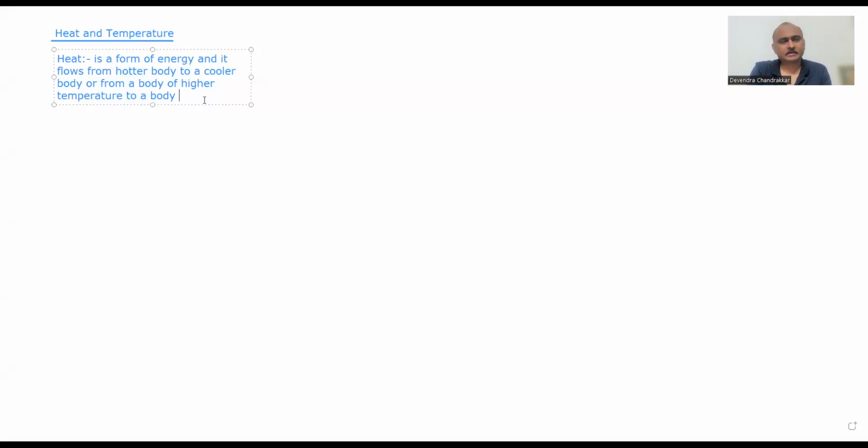So we are discussing heat and temperature. First is heat. It is a form of energy and it flows from a hotter body to a cooler body, or from a body of higher temperature to a body of lower temperature. Very easy to understand, very easy to solve. Okay? To a body of lower temperature.